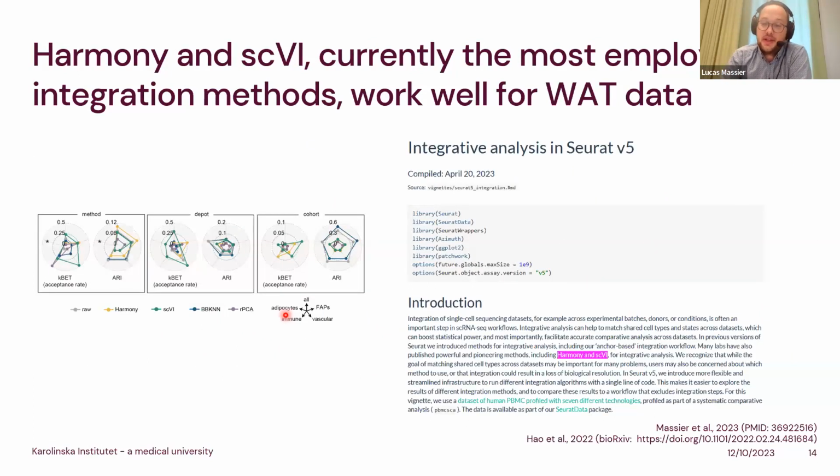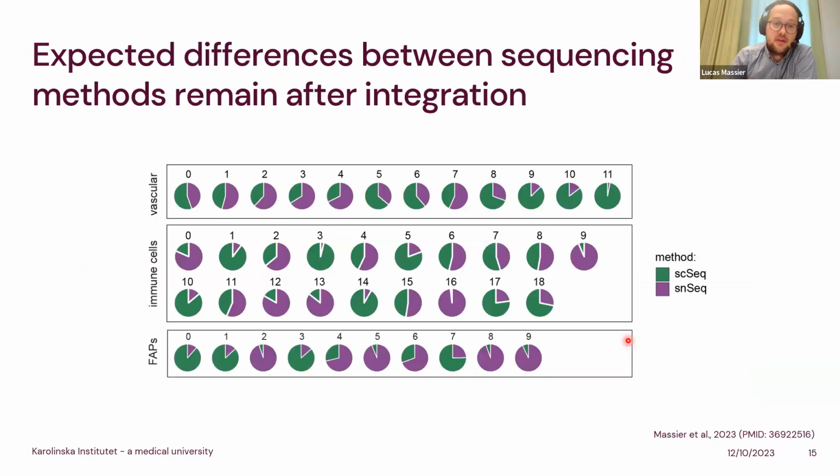And I just wanted to mention that in the new surrogate pipeline, both these methods, Harmony and SCVI, are also now included, which of course facilitates the analysis of new datasets and also the comparison of different integration methods. We also see that after integration, we still retain differences between single nuclei sequencing and single cell sequencing, which is what we expect because of the inherent differences.